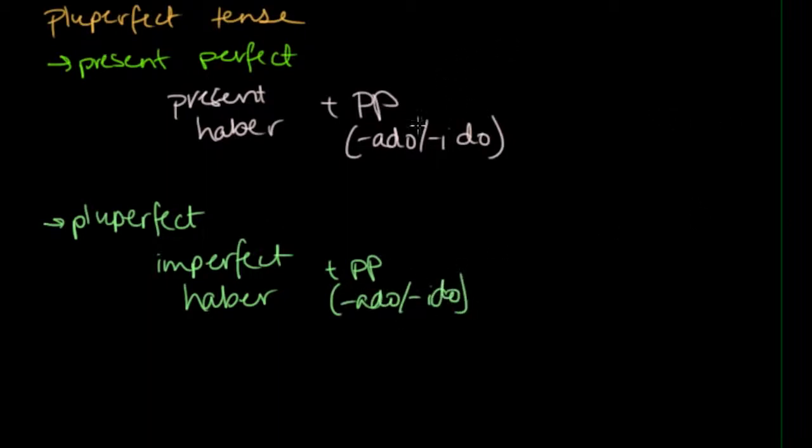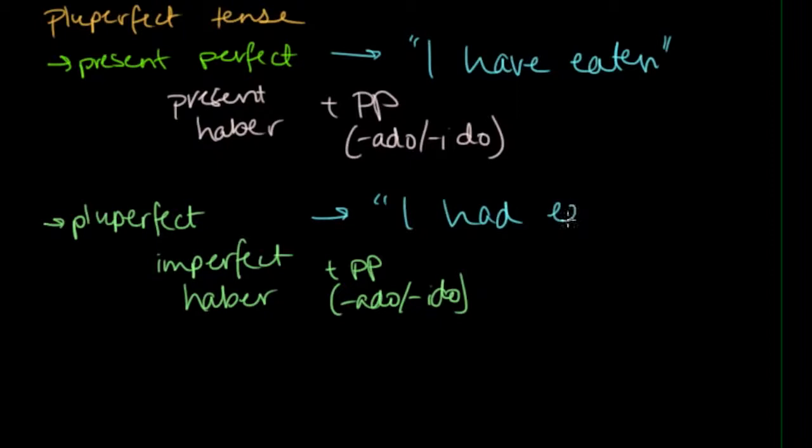So in terms of what these tenses express, our present perfect is used to say things like I have eaten, whereas the pluperfect says I had eaten. So you can see in both English and Spanish we have our helping verb in a different tense, but the same past participle, which means that it's pretty easy to form this if you have a working knowledge of the present perfect. The only change is that this is going to be in the imperfect instead of the present.